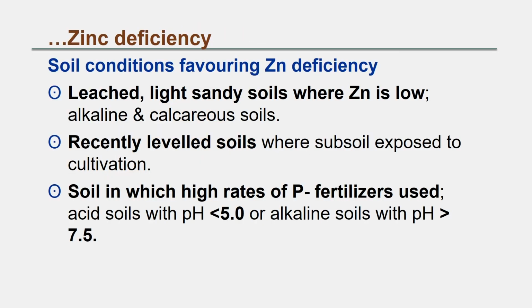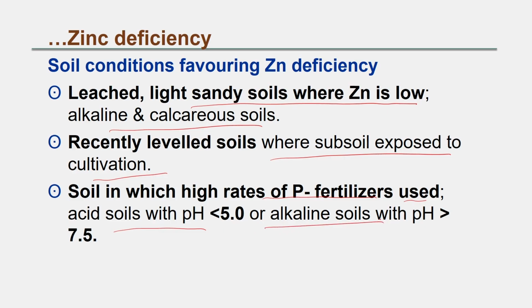Soil conditions that favor zinc deficiency are leached light sandy soils where zinc is low. In alkaline and calcareous conditions also one can easily observe zinc deficiency. Recently leveled soils where subsoils are exposed to cultivation. Soils in which high rates of P fertilizers are used. Acid soils with low pH less than 5 or alkaline soils with high pH that is greater than 7.5. One may have zinc deficiency under these conditions.